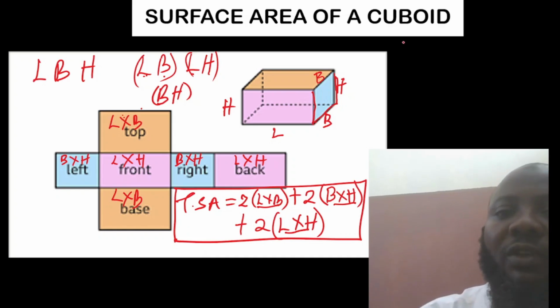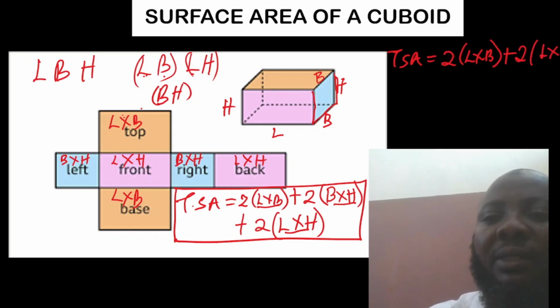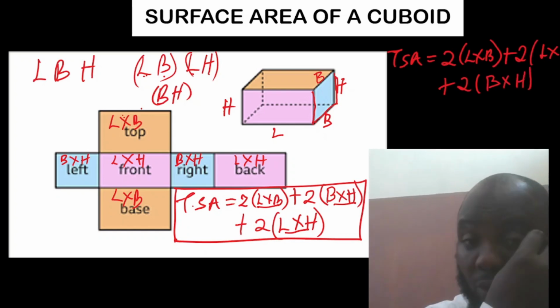So using the total surface area of a cuboid is what? 2 into length times breadth, plus 2 into length times height, plus 2 into breadth times height. That gives you your total surface area of a cuboid. I hope this is very clear. So okay, that is that on that.